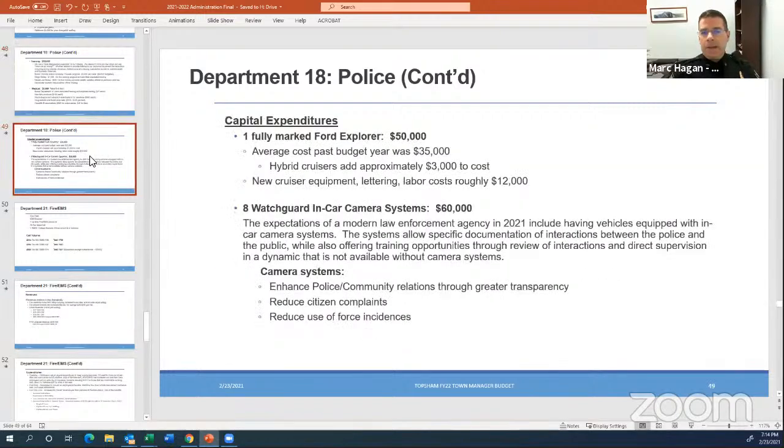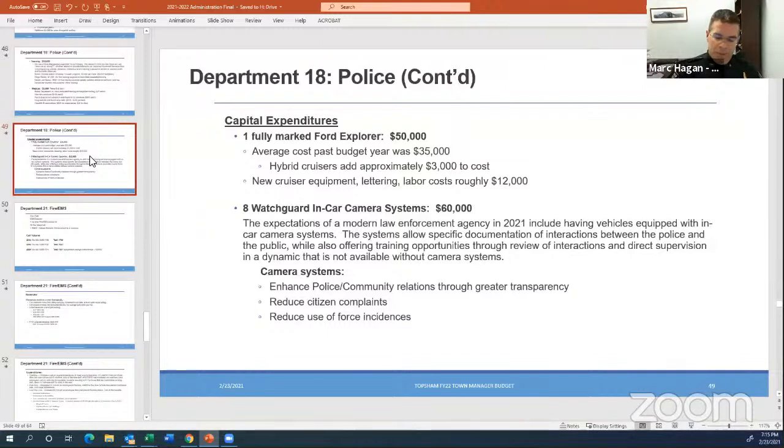All right. And then capital expenditures, we've got in there for one new fully marked Ford Explorer. We just went through the purchasing for the previous car. With that being said, the average cost was roughly $35,000. A hybrid cruiser would add about $3,000 to the cost.